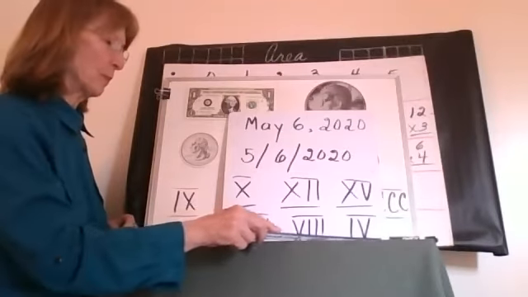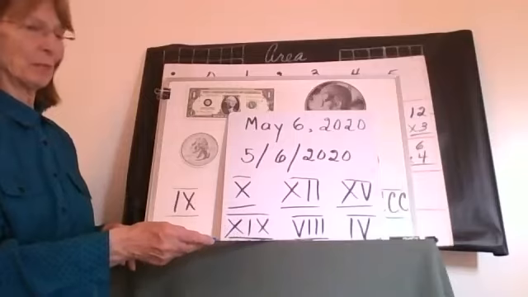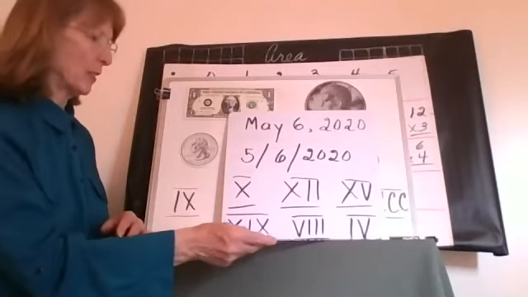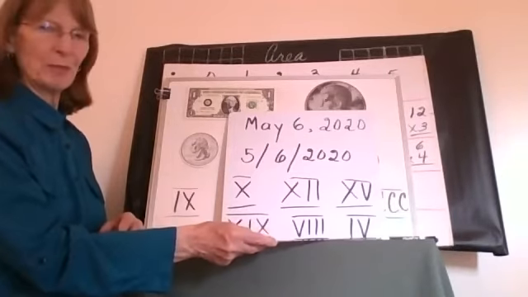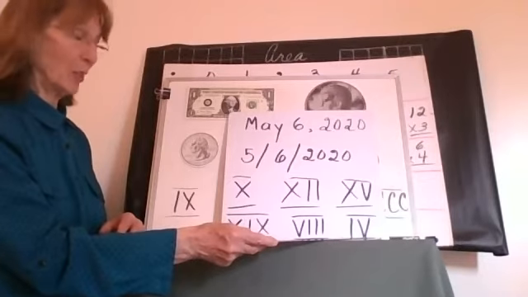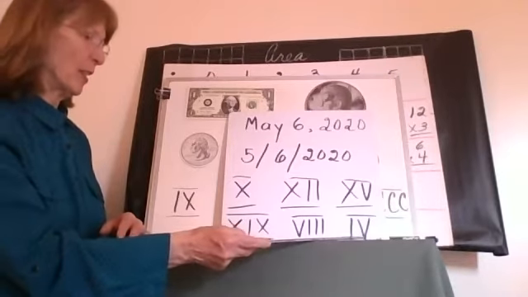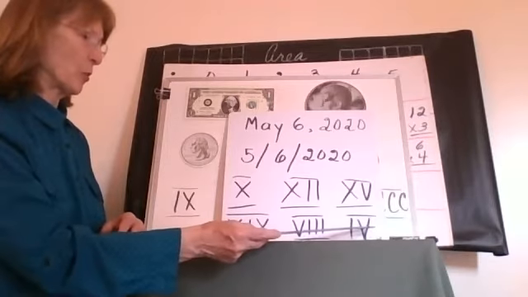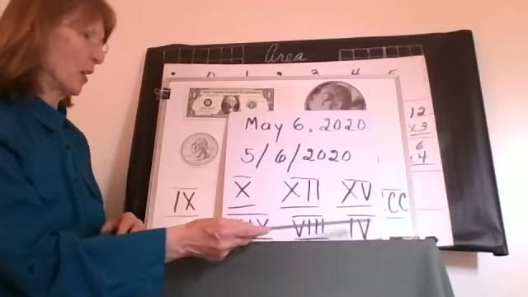Good job. This one, 8 is correct. And this one? Did you say 4? Good, that means you subtracted. Instead of adding 5 and 1, you subtracted 1 from 5.